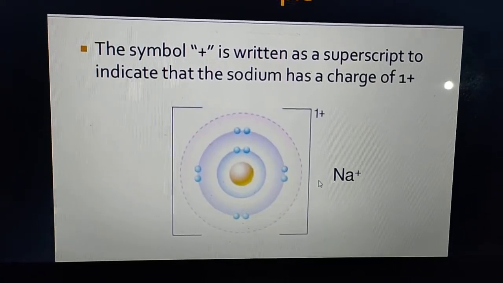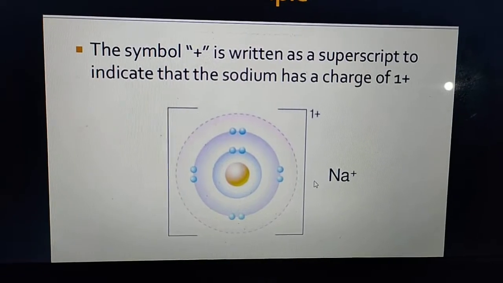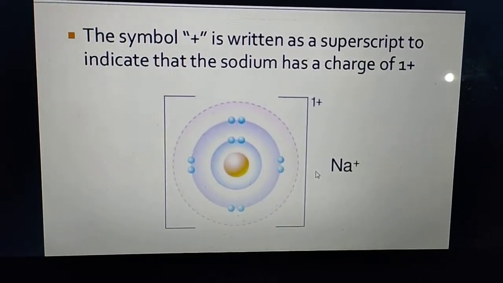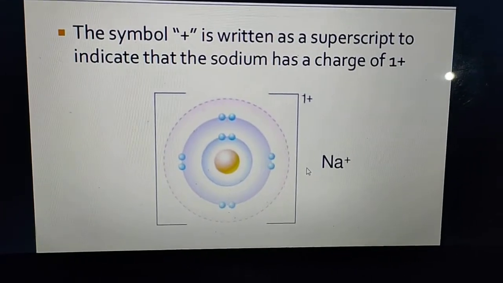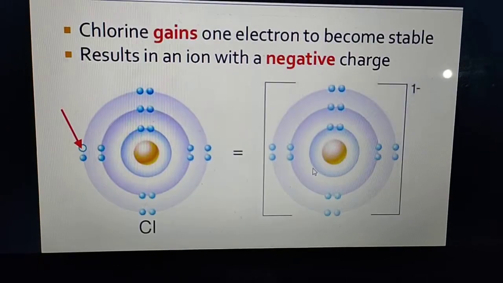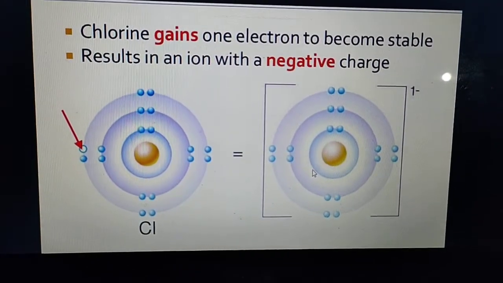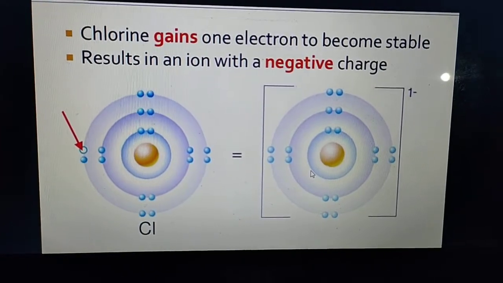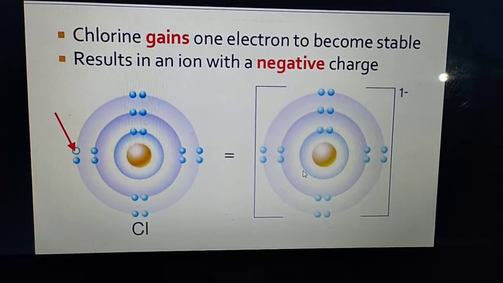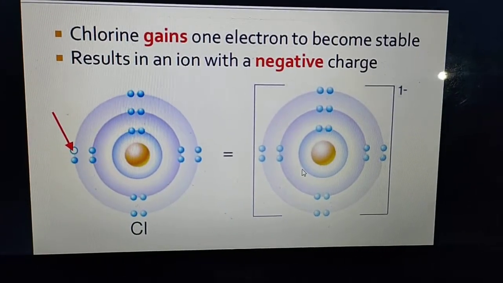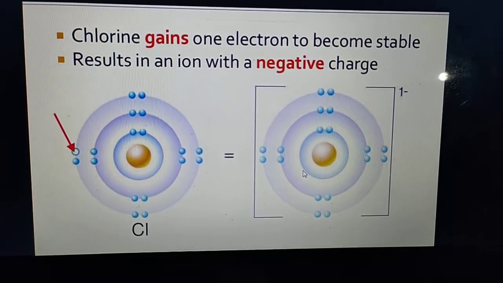Now you see this symbol plus is written as a superscript to indicate that the sodium has a charge of plus 1. You write Na plus, that means plus 1 charge is there. Now as you can see here, chlorine gains 1 electron to become stable. Since chlorine has atomic number 17, the configuration is 2, 8, 7, so it can gain 1 electron to become stable.